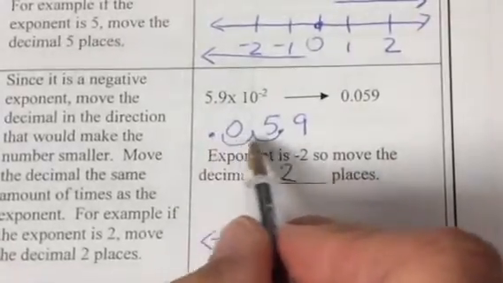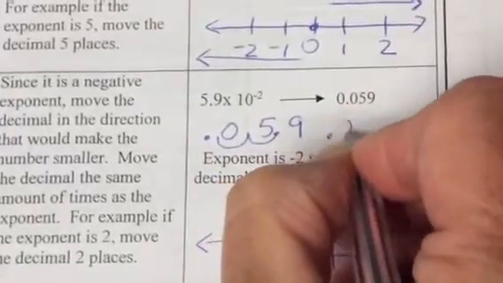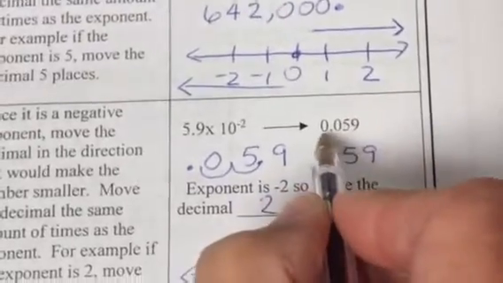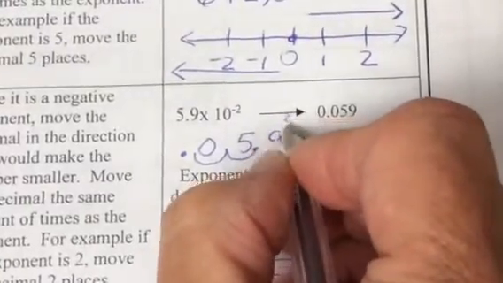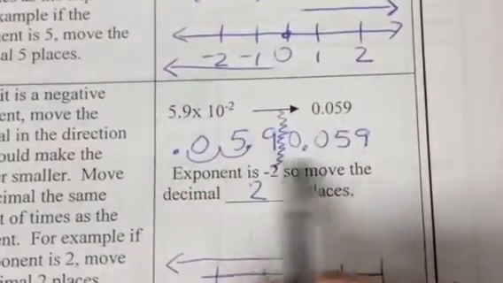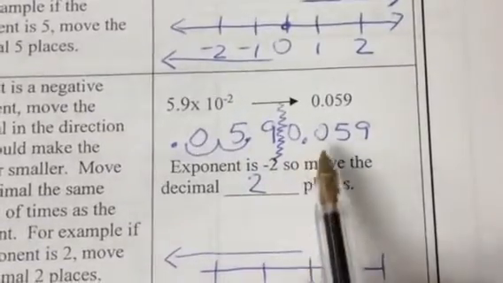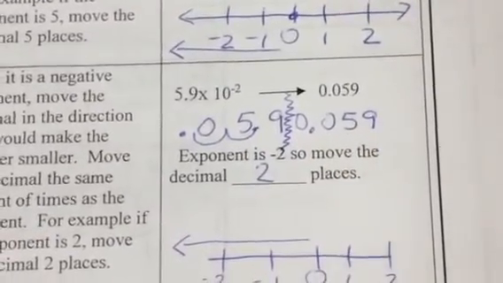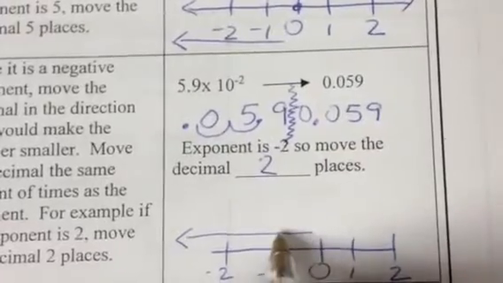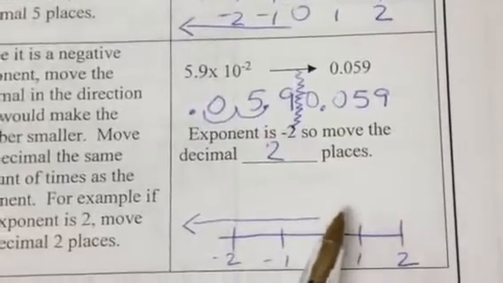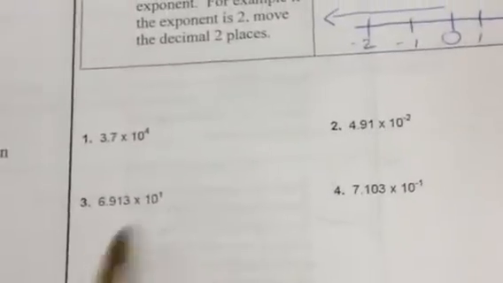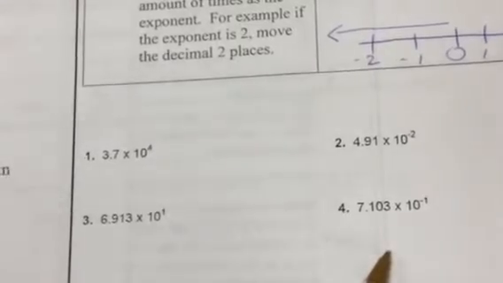So my number ends up as being 0.059, and that's the number that they had. You can put the 0 in front if you want. Same number, but different. Okay, so 0.059 is what you end up with, because remember, you're moving to the left 2 spaces. If you have any questions on this, you can ask tomorrow in class. You're going to do some practice. We'll do some together here, and then you'll do the 3 and 4 on your own.